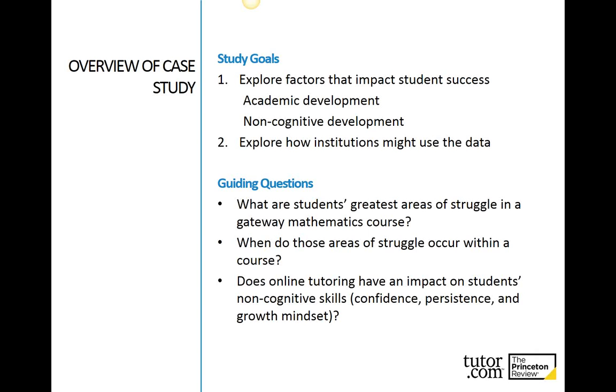So some of the guiding questions to the case study were, what are the greatest areas of struggle in the Gateway Mathematics courses? When do these areas of struggle occur within the course? And does online tutoring have an impact on those non-cognitive skills, in particular the confidence, persistence, and growth mindset?